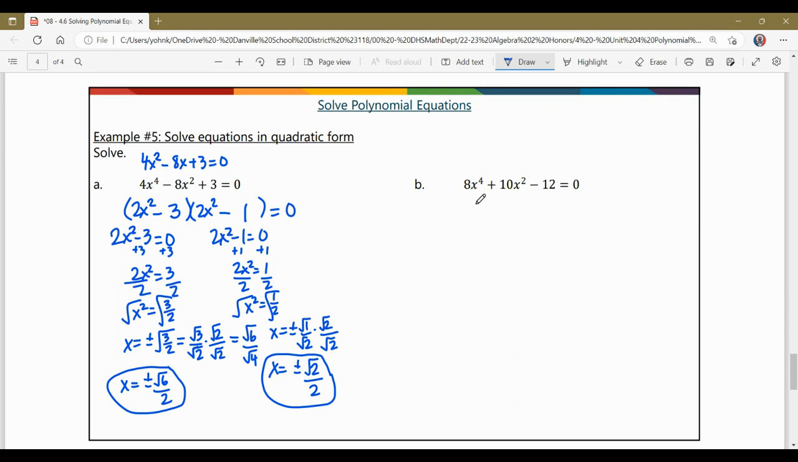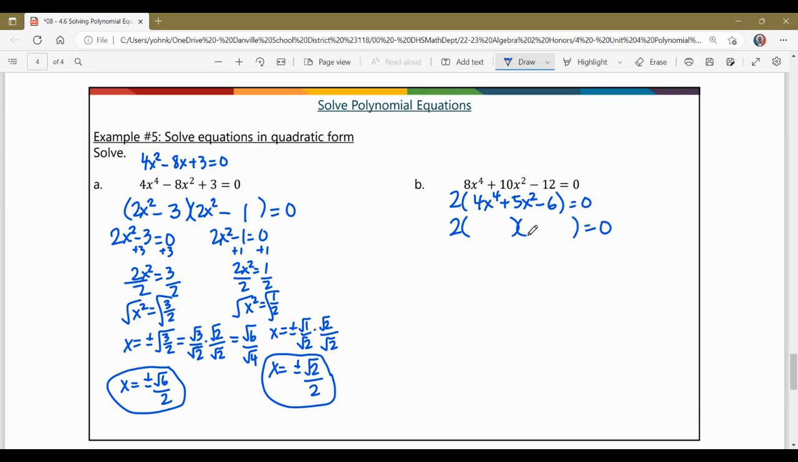All right, letter B. We try to factor. It looks like there's a 2 in common though, so let's go ahead and take that out. So that leaves me with 4x to the fourth plus 5x squared minus 6 equals 0. Now I can try to factor.